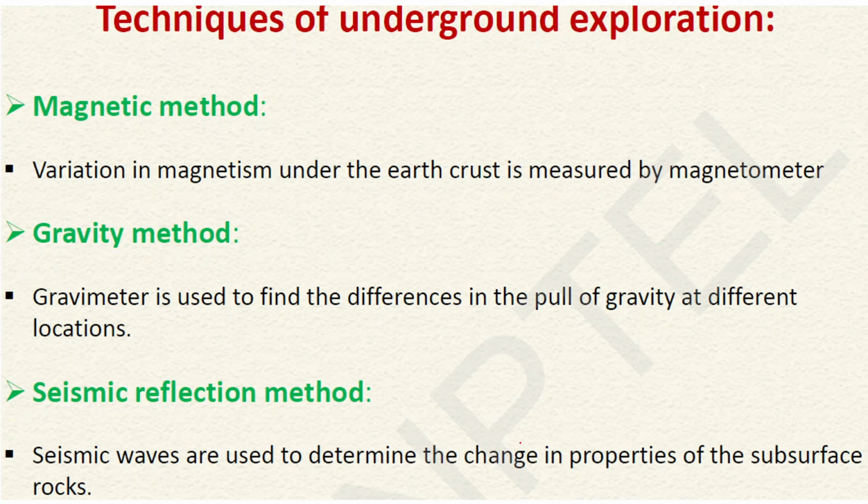So the three techniques required for the exploration of underground crude oil presence are, the first one is the magnetic method, then the gravity method, and then the seismic reflection method. In the magnetic method, a magnetometer is taken. It is basically depending on the variation of magnetism under the Earth's crust.